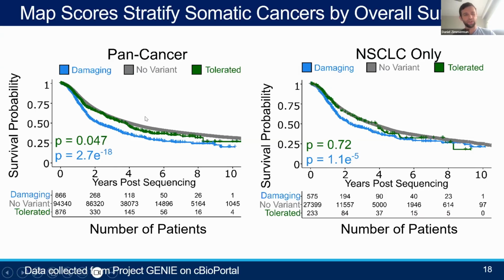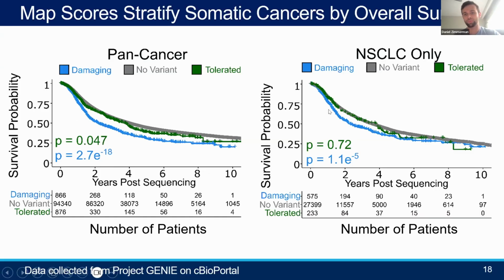And if I do log rank tests to look at whether they're statistically distinguishable from each other, tolerated variants are statistically indistinguishable from no variant controls, while individuals with damaging variants do have worse outcomes.